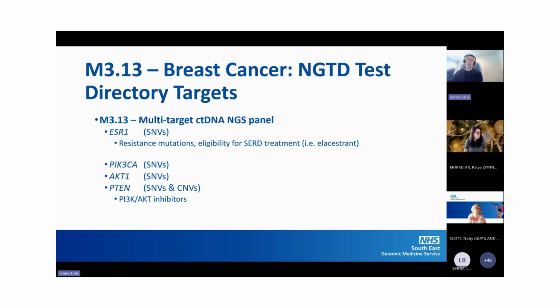The genes required for testing under M3.13 are ESR1, PIK3CA, AKT1, and PTEN. Panel testing is for single nucleotide variants in all of these target genes, as well as copy number variants, in this case for PTEN. So why do we do this? Because variants in these genes are amongst the most common mechanisms for treatment resistance in ER-positive, HER2-negative breast cancer, and variants confer eligibility for targeted treatment.